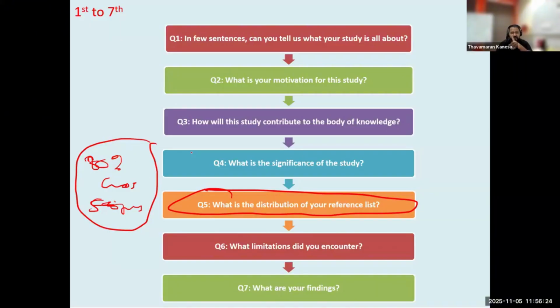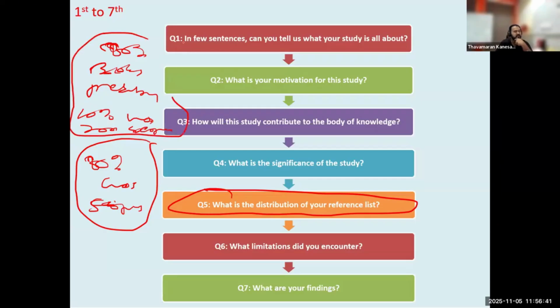If you use AI, you know what will happen? You'll have 80% books and predatory journals. Only 10% or 20% will be Web of Science and Scopus if you use AI. This is how they will know how ethically you used AI, whether you just prompted and pasted everything, or you actually did research and your own Google Scholar search, went through the papers, and used AI to read and so on. That is a different story. But this is what the distribution must be.